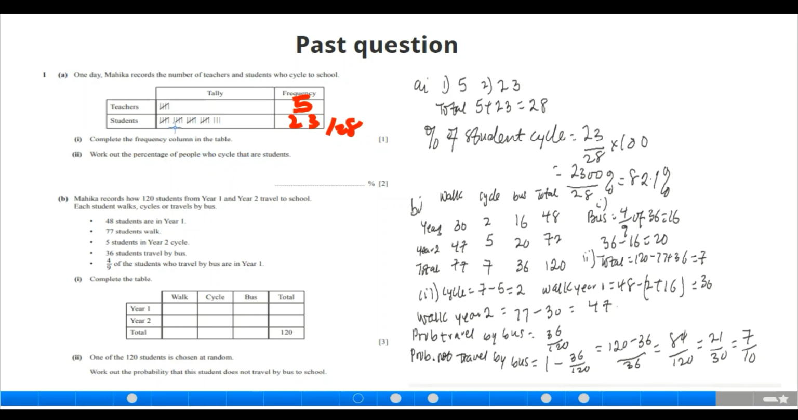So we have to calculate the percentage of the students who cycle alone. So let's look at it. Number of students. Students is what? 23. So we have 23 divided by 28 multiplied by 100, since we are dealing with percentage, and that will give us 82.1%.